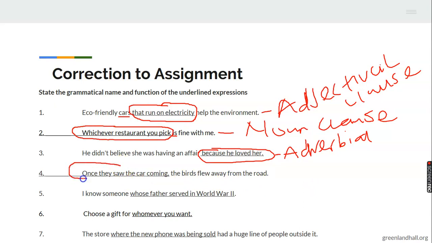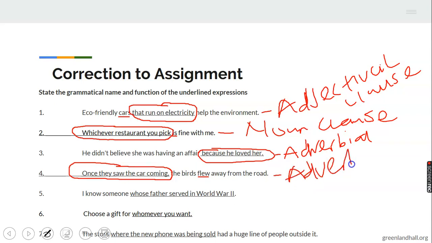Then this comes up now. Once they saw the car coming, the birds flew away. The birds flew away from the road. This is the verb. This is a condition for the verb to happen. It's of time. What time? When did the birds fly away? When? And this can only happen under a type also, and that type is the adverbial. Only adverbial has this kind of illustration, asking for time, place, condition, manner, and stuff like that, which I have taught in the last class.